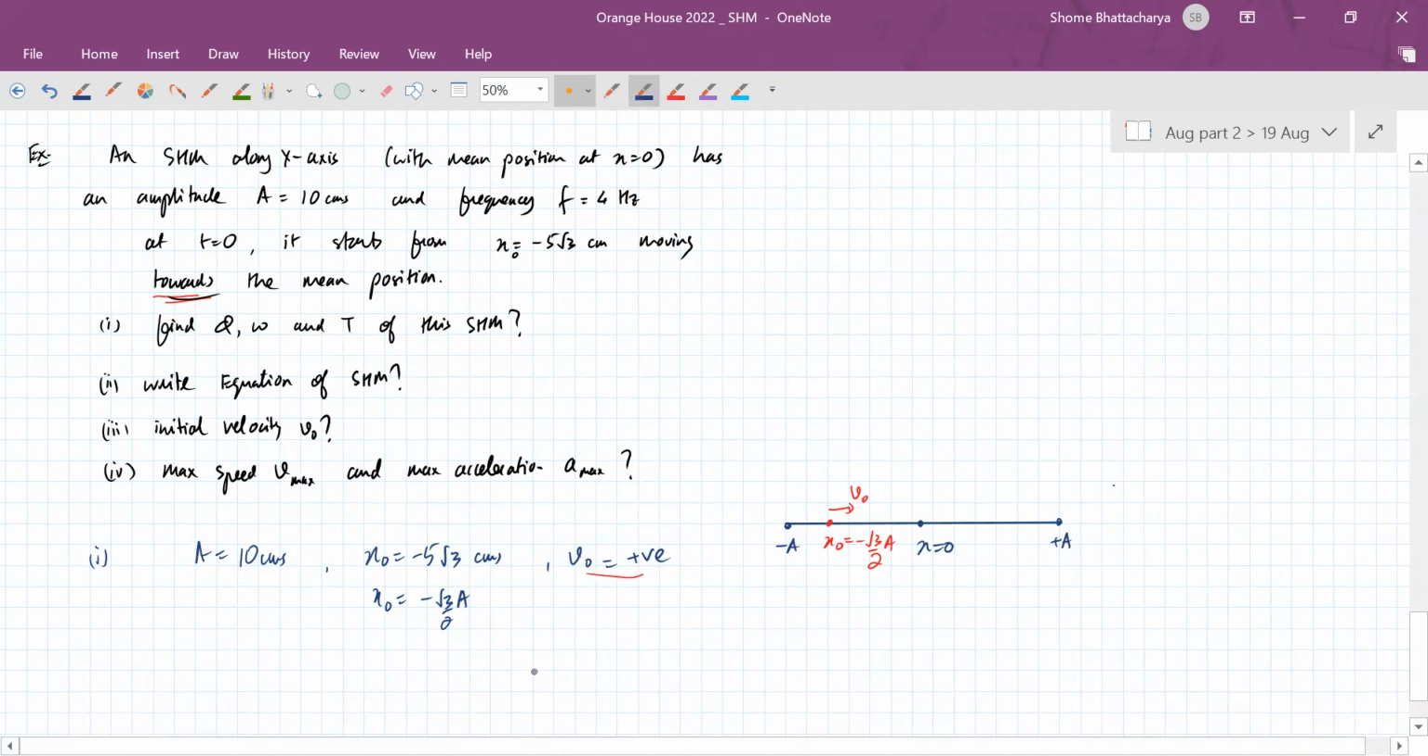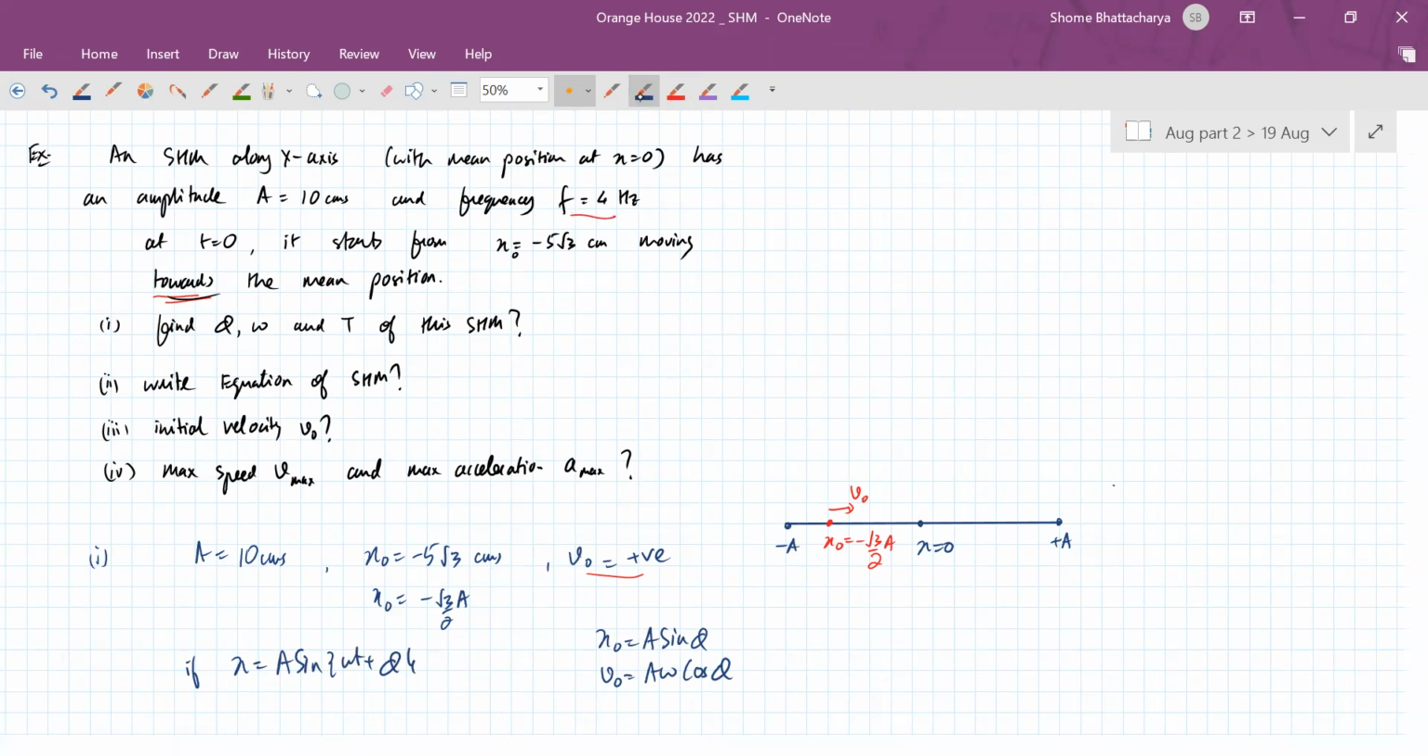So now you can see that we can get the phase constant from this concept that x naught is A sine phi and V naught is A omega cos phi. Okay, so if x is equal to... also given to us is the phase constant, the frequency.